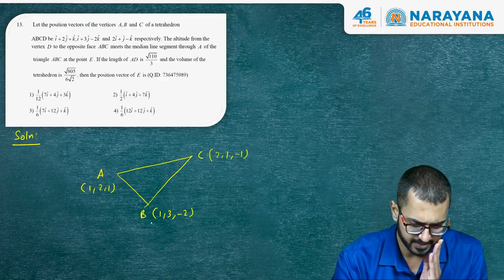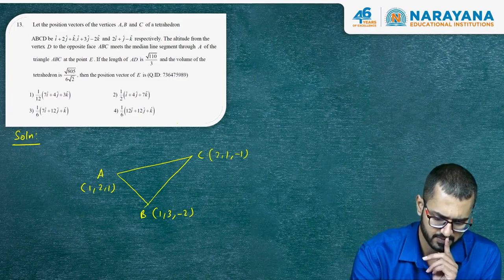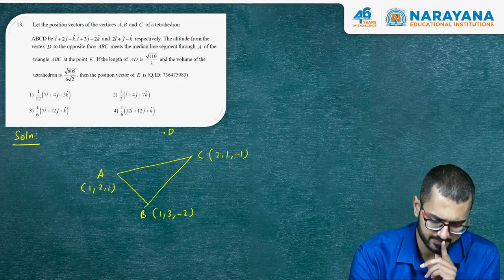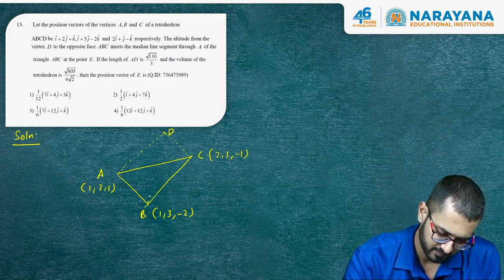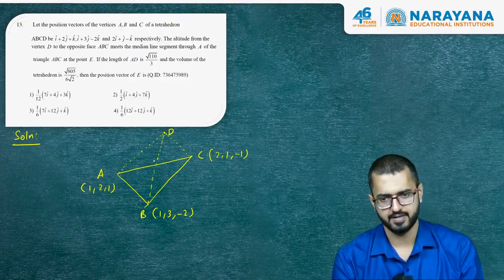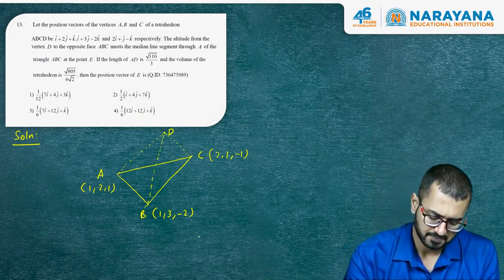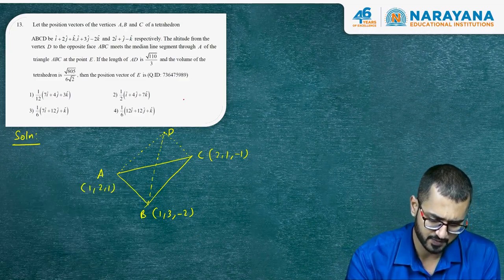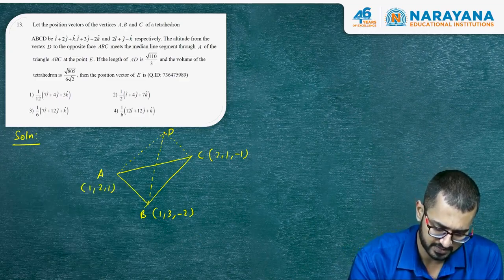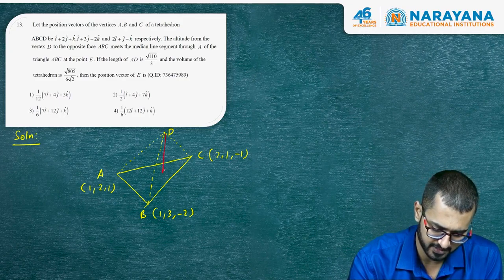And now D is some other vertex, like this, so that it should look like a tetrahedron. So basically you are seeing this version projected. Now we have to drop the altitude from this. They are saying the altitude from the vertex D to the opposite face. So it's like this. This is my altitude here.